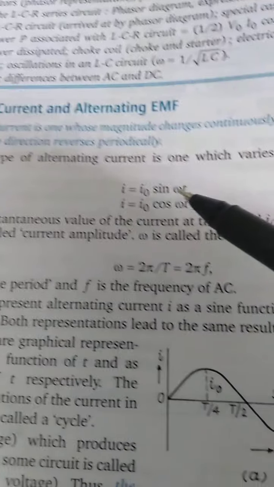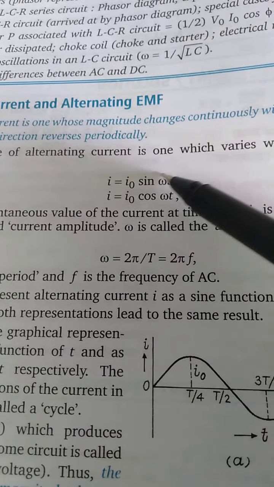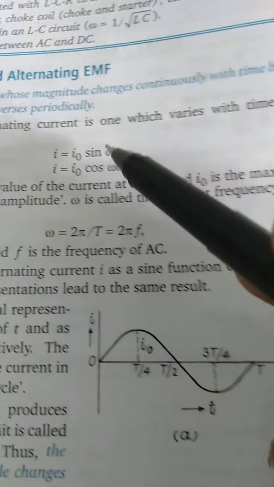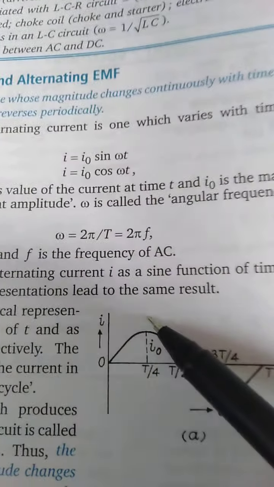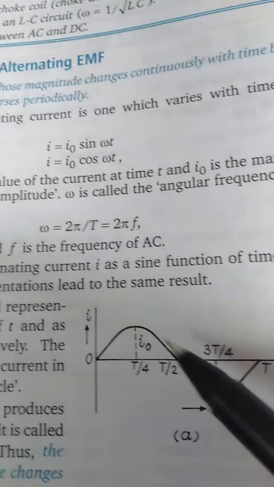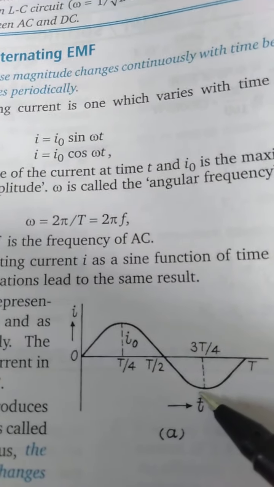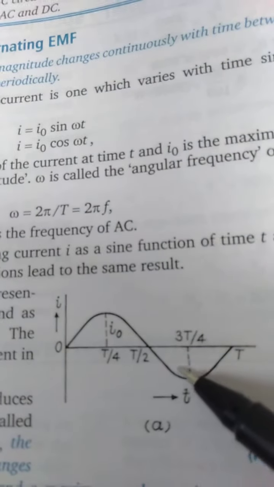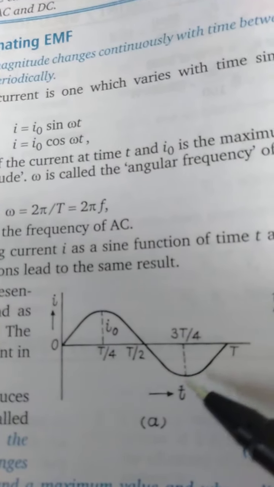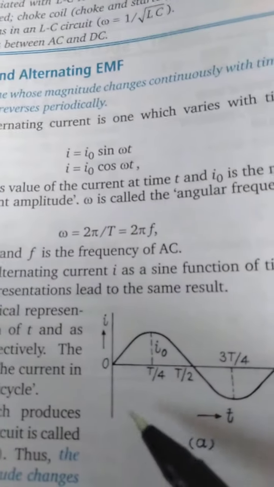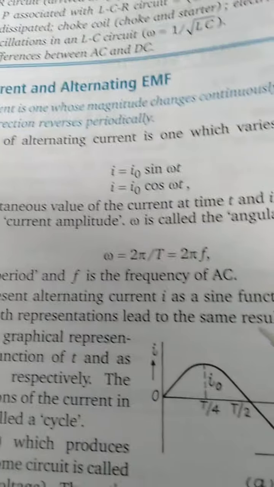So when omega t is 90 degrees, sine is maximum, so I will be maximum. When omega t is 180 degrees, the whole thing will become 0. And when omega t is 270 degrees, sine 270 is minus 1, so here it is negative peak. And again at 360, it is 0. So this is like the sine curve that you have studied in class 11, the simple harmonic motion curve.